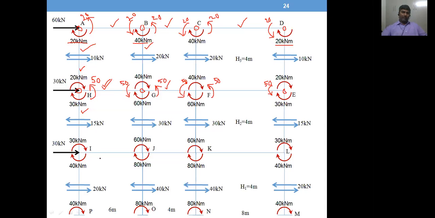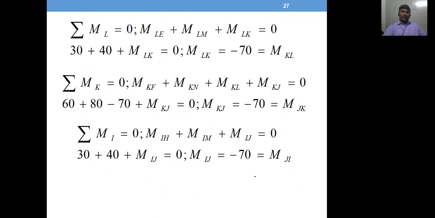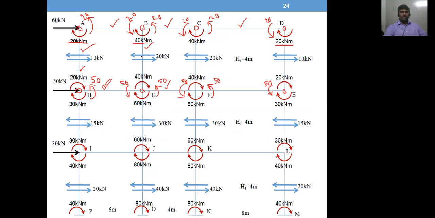Similar way. So if you go by procedure, and joint E I have taken, ED is a column, EL is another column, EF is a beam that you want. So minus 50. So it's just a repetitive one. Right, going for the first floor beam. So joint L equilibrium equation. Okay, let's see. Joint L.